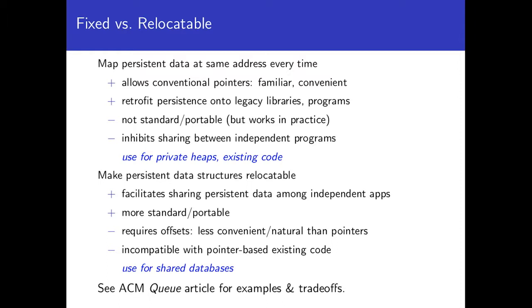Now, a fundamental decision that you have to make when you're designing persistent data structures is, are they going to be relocatable, or are you going, as in the previous example, to insist that your persistent data is always mapped at the same virtual address range every time? Well, if you use fixed, non-relocatable persistent data, that offers some advantages. It allows you to use ordinary conventional absolute address pointers, which are familiar and convenient, which in turn makes it easy to retrofit persistence onto complex legacy software that uses pointers, like the STL map we just saw.